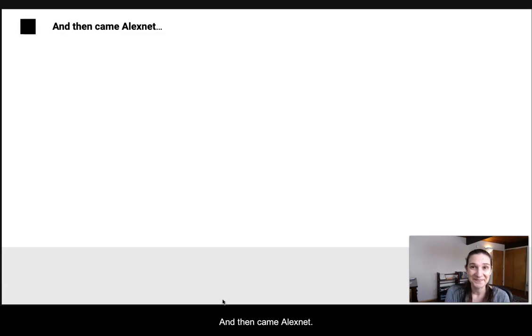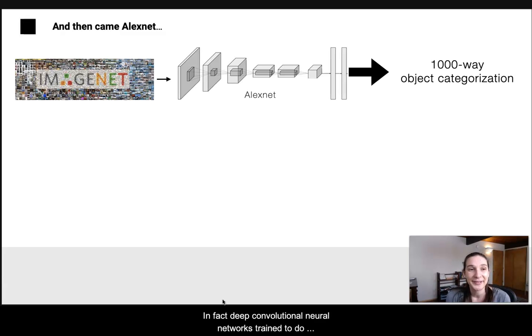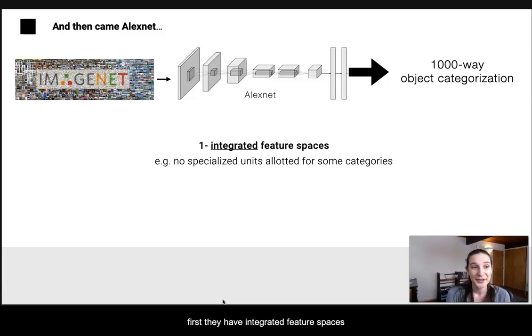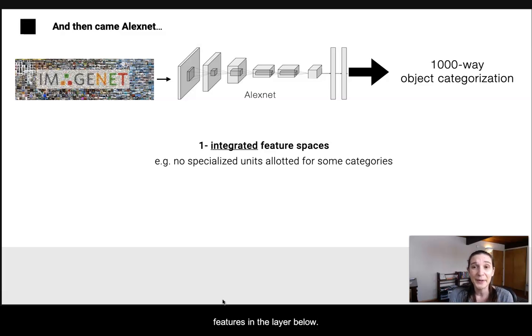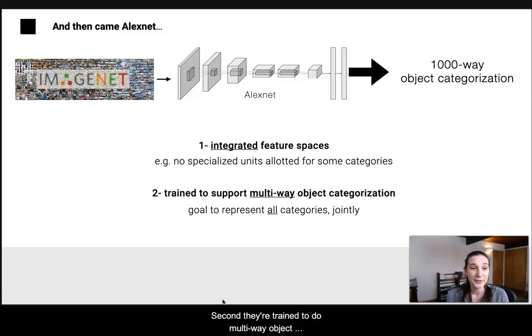And then came AlexNet. In fact, deep convolutional neural networks trained to do multi-way object categorization provide us with exactly the kind of representational space we needed. First, they have integrated feature spaces. That is, there's no specialized units allotted for some categories. All features in one layer are weighted combinations of all features in the layer below. Second, they're trained to do multi-way object categorization, so their goal is to represent all categories jointly, with features general enough to support this task. So I'm going to take you through some of the questions we've been asking with these deep neural networks.